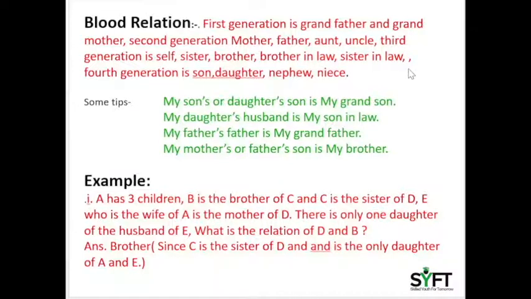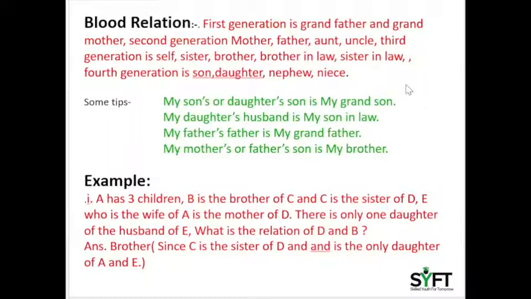We can also summarize the whole topic in just 3 to 4 points, like mother's or father's son is brother, mother's or father's daughter is sister, mother's or father's brother is uncle, and so on. And some tips, like my son's or daughter's son is my grandson, and my daughter's husband is my son-in-law. My father's father is grandfather, and my mother's or father's son is my brother.